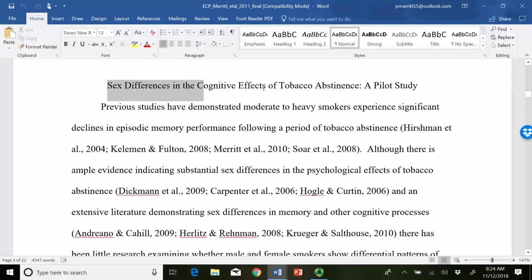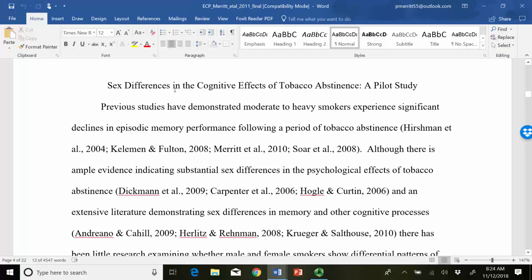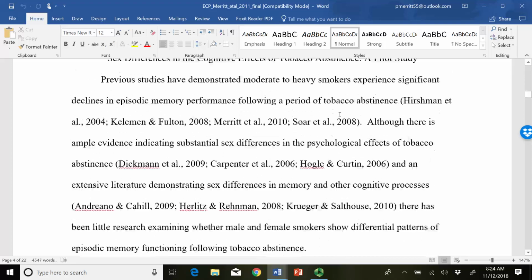So the first thing to realize with your introduction section is the very first thing is your title, centered. All APA style papers are 1-inch margins all the way around, double spaced, 10 to 12 point font. The only time you don't have a section header is for your introduction, where you repeat the title. Now, this particular study was on tobacco or nicotine withdrawal and sex differences in memory. So what this does is it introduces the topic. So we have moderate to heavy smokers experience significant declines in memory performance, and then a citation.